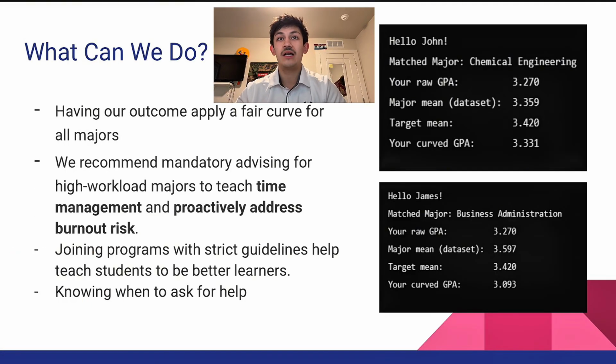So to wrap this up, what can we do? Having our outcome apply a fair curve for all majors, we recommend mandatory advising for high workload majors to teach time management and proactively address burnout risk. Joining programs with strict guidelines helps teach students to be better learners and to know when to ask for help.